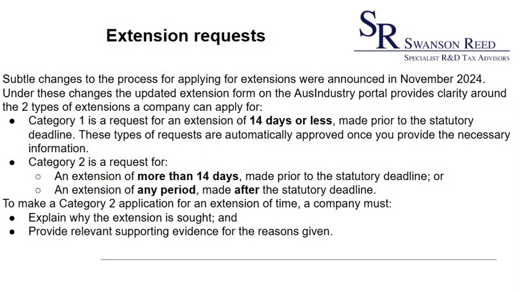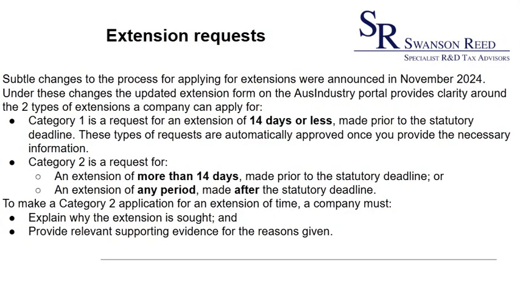Subtle changes to the process for applying for extensions were announced in November 2024. Under these changes, the updated extension form on the Oz Industry portal provides clarity around the two types of extensions a company can apply for. Category 1 is a request for an extension of 14 days or less made prior to the statutory deadline. These types of requests are automatically approved once you provide the necessary information. Category 2 is a request for an extension of more than 14 days made prior to the statutory deadline, or an extension of any period made after the statutory deadline.